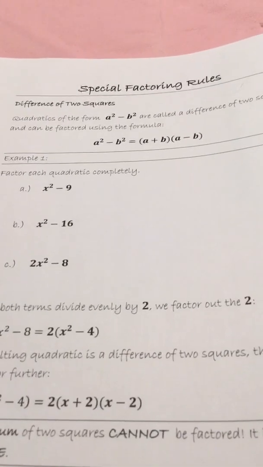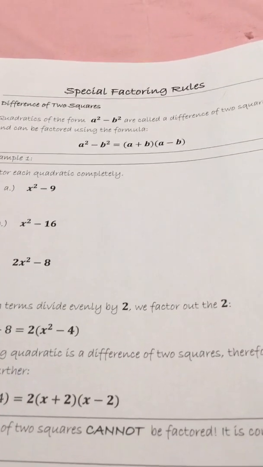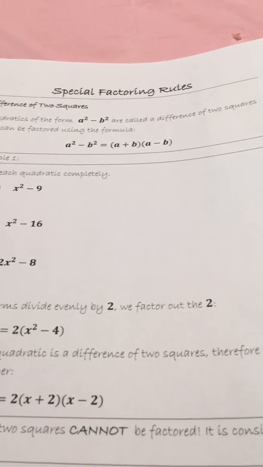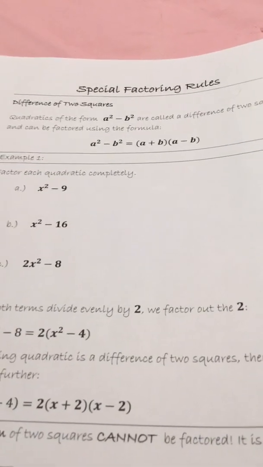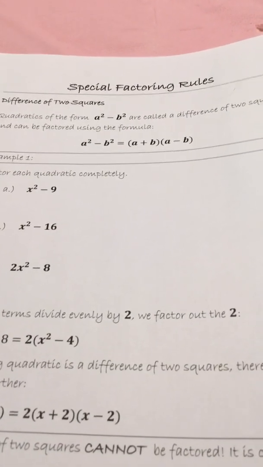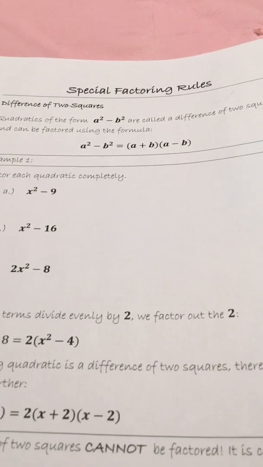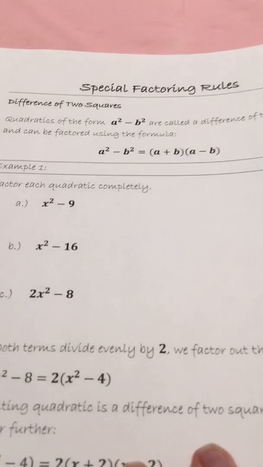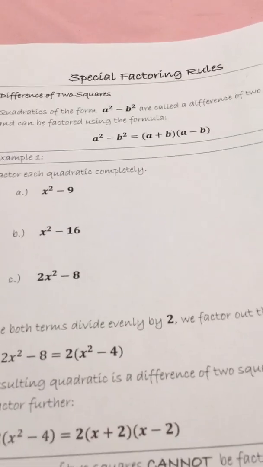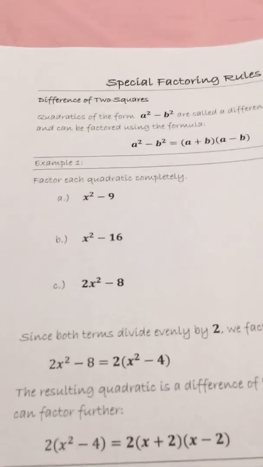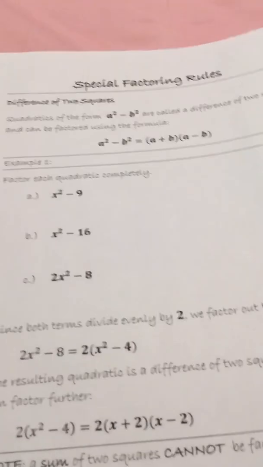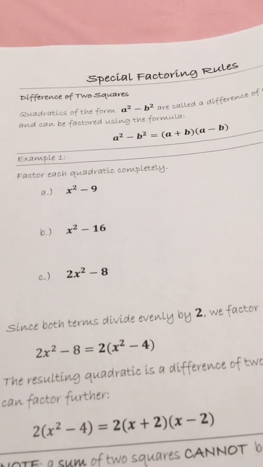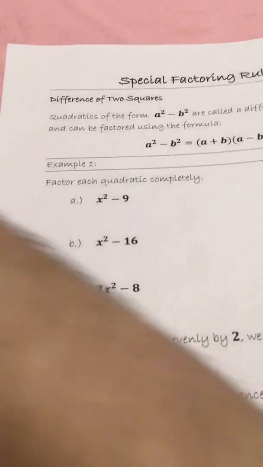Quadratics of the form a squared minus b squared are called a difference of two squares and can be factored using the formula a squared minus b squared is equal to a plus b times a minus b. We started to get into that a little bit yesterday. They're giving us some examples and asking us to factor completely.